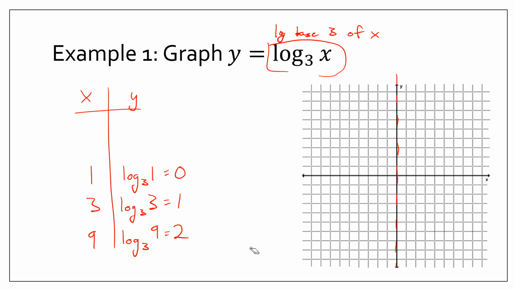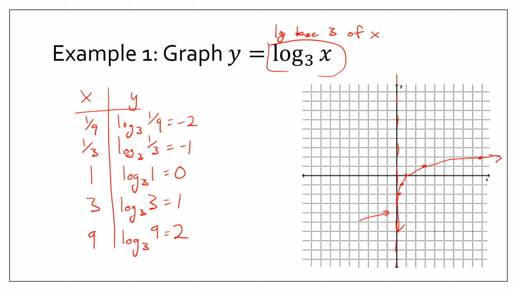I could also do some fractional values just to get a good shape. If I do 1/3, what power of 3 gives me 1/3? That would be negative 1. If I do 1/9, what power of 3 gives me 1 over 9? That'd be negative 2. Notice that these are kind of flipping what the exponential function would be, and maybe you remember that, maybe you don't. Anyway, let's graph these points. Over 1/9 down 2, over 1/3 down 1, over 1 up 0, over 3 up 1, over 9 up 2, and sure enough, here's the characteristic shape that looks like an exponential but sideways.